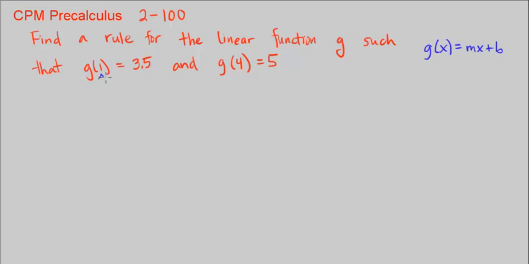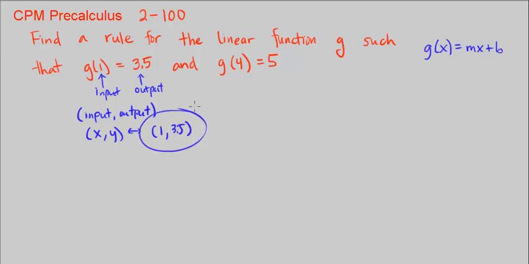Well, we know if the input is 1, the output is 3.5. And that gives us the value x comma y. X comma y is just our input comma output. Whenever we input an x value, we get the output out. So this is the same as x comma y, which is equal to 1, 3.5. So this is one point we have on our line g of x.